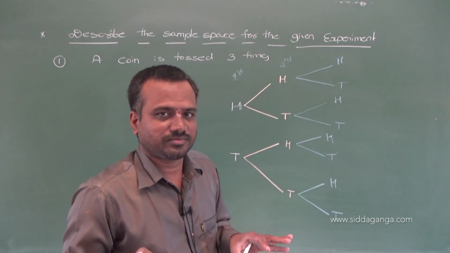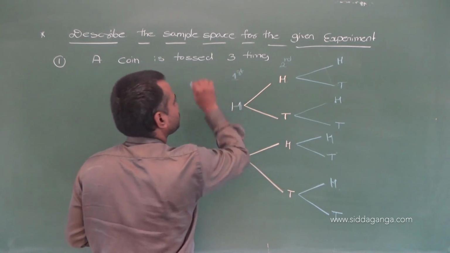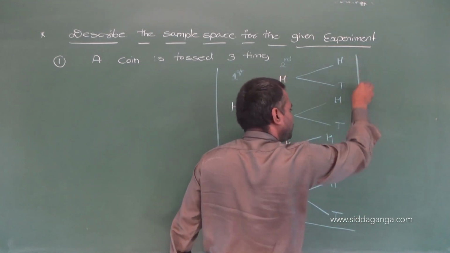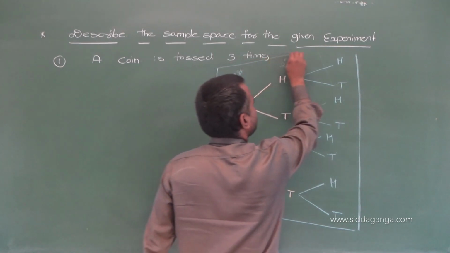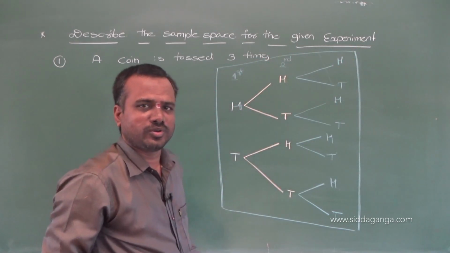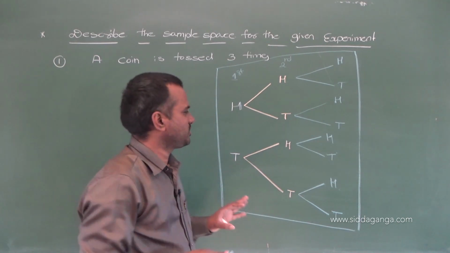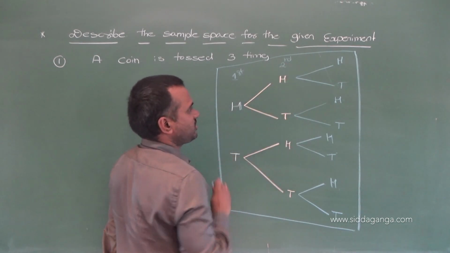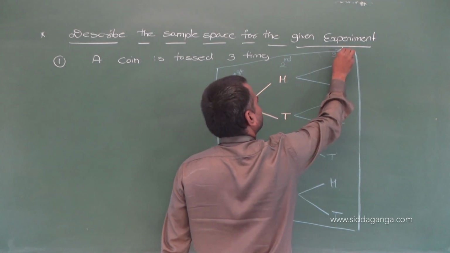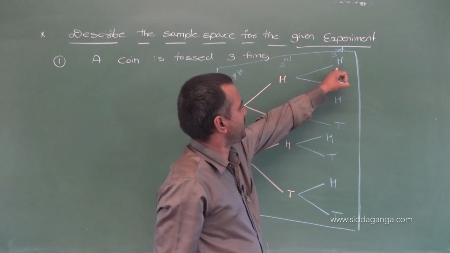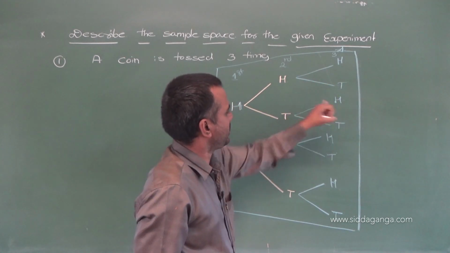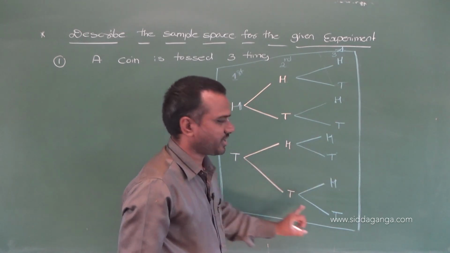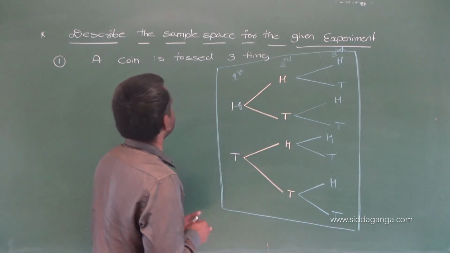Why do I write the tree structure? This is very important. If you write the tree structure, then there is no need to buy it and no need to remember, not at all. Simply, the first time head and tail, the second time head, tail, head, tail, the third time head, tail, head, tail, head, tail, head, tail. Then write the sample space.